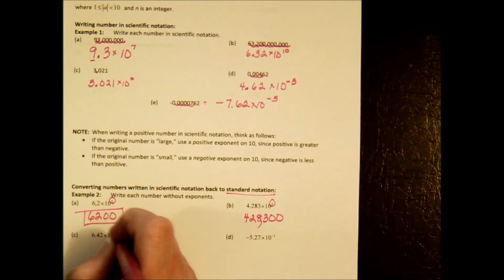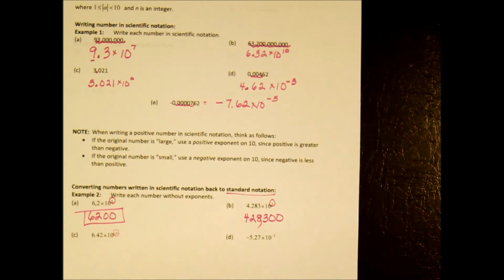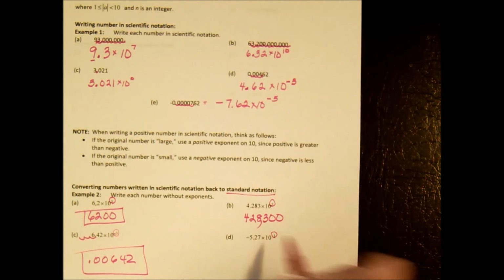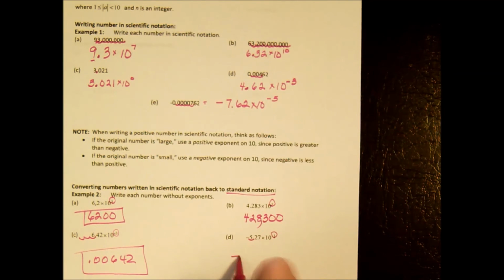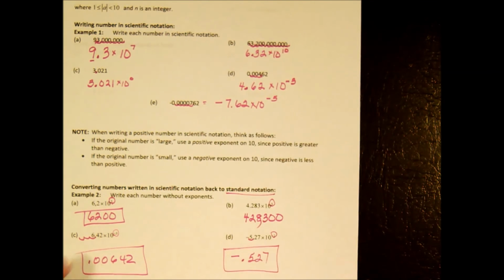Here, my exponent is negative, so my number was smaller. How much smaller? 3 places. So 1, 2, 3. I have to fill in with zeros. And I end up with this. Think about it. It was here, 1, 2, 3. Here, it was just 1 smaller, so it's only going to move to there and be negative 0.527. Nothing too difficult about scientific notation.